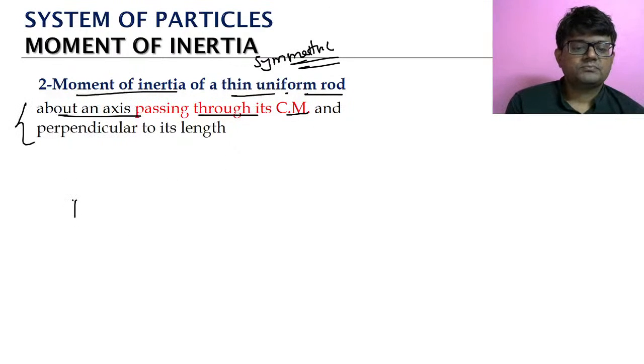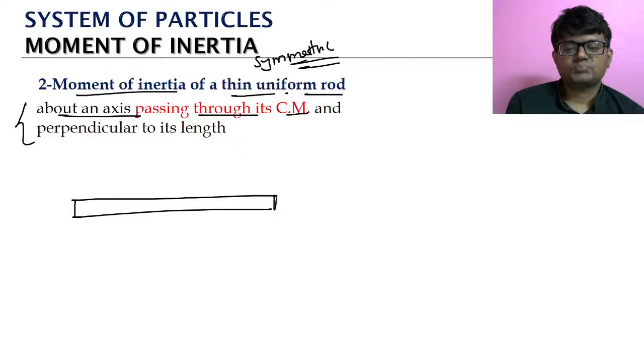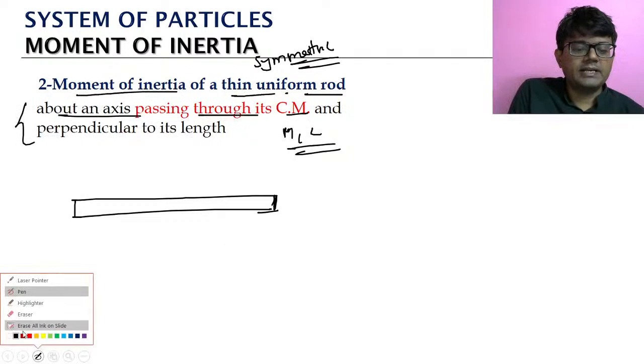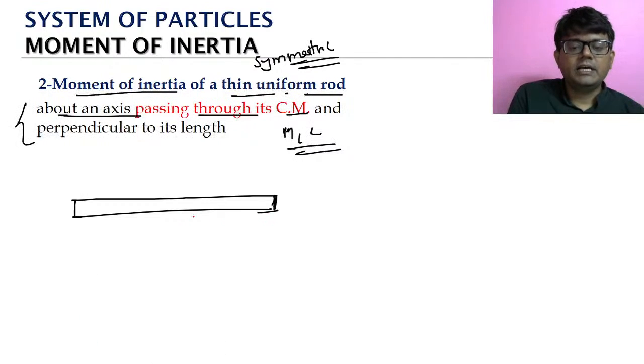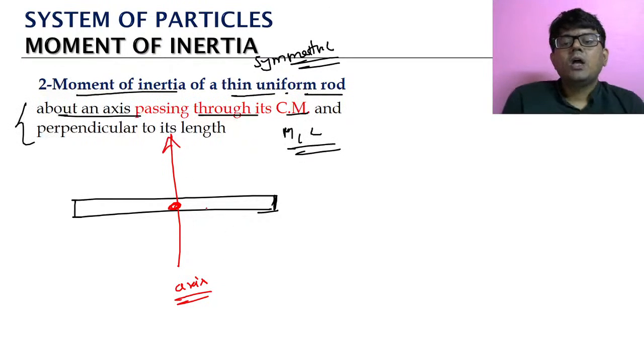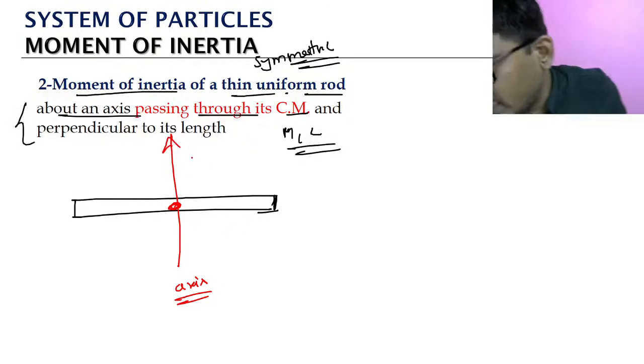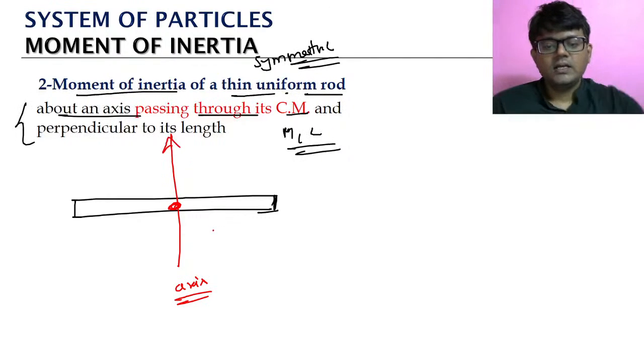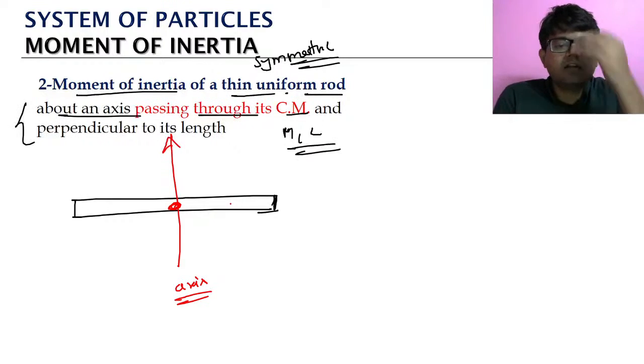See here. We have a thin uniform rod, take its mass as m, length L. Where is the axis passing through? It is going through the geometric center. This is the axis. This is our axis. So what should we do? We should calculate the moment of inertia of this rod about the axis passing through the center of mass and perpendicular to the length.